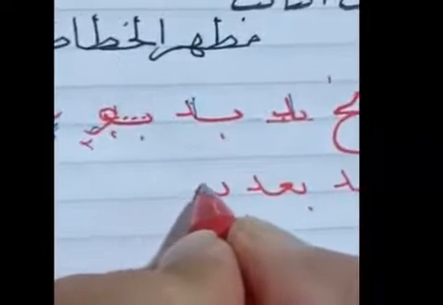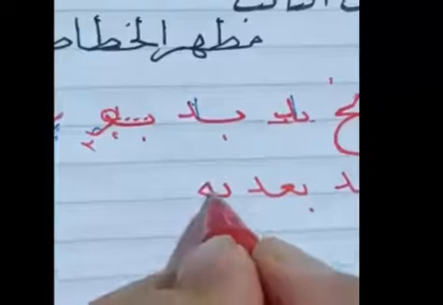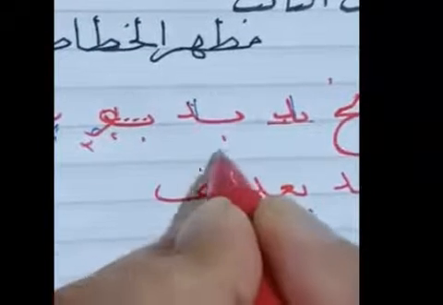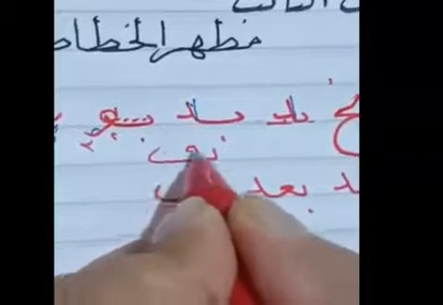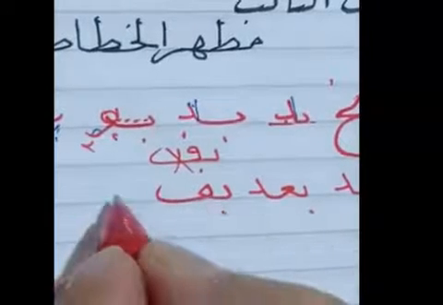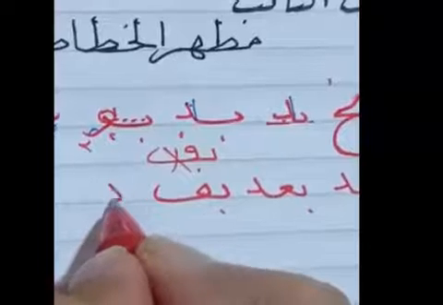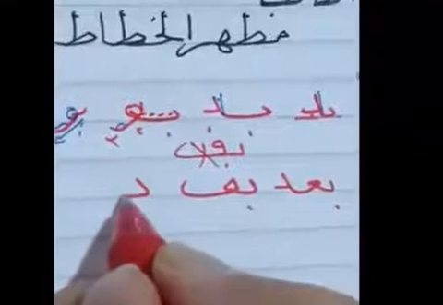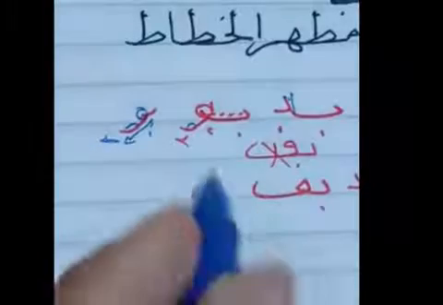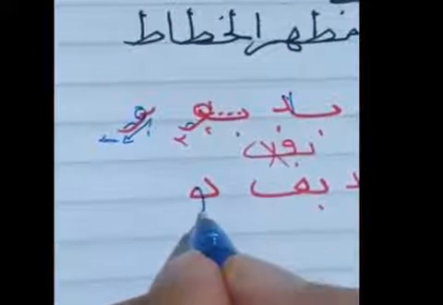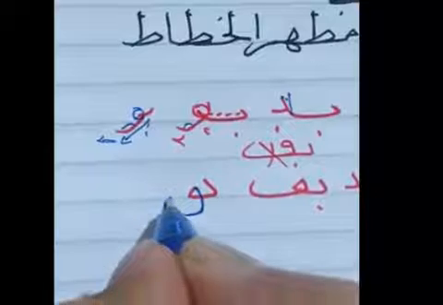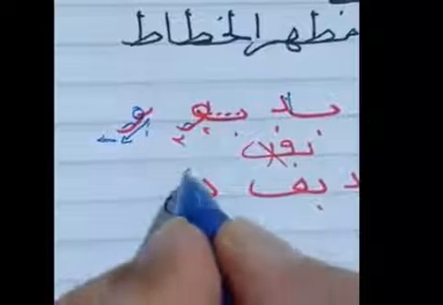Ba with the fa, I make the fa like this. When it's in the middle, I make it like this. When the fa is in the middle, it has no neck. Yeah, this is not correct. It has no neck in the middle, the fa. Ba with the qaf, it's about dal. And then I make the noon like this. This is ba with the qaf.